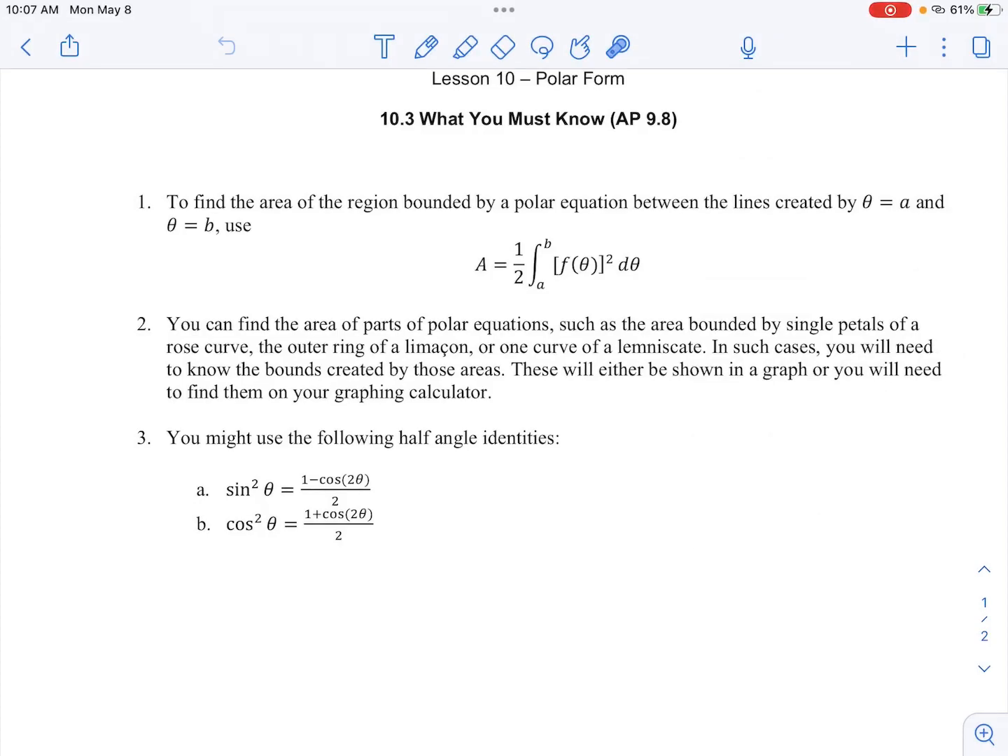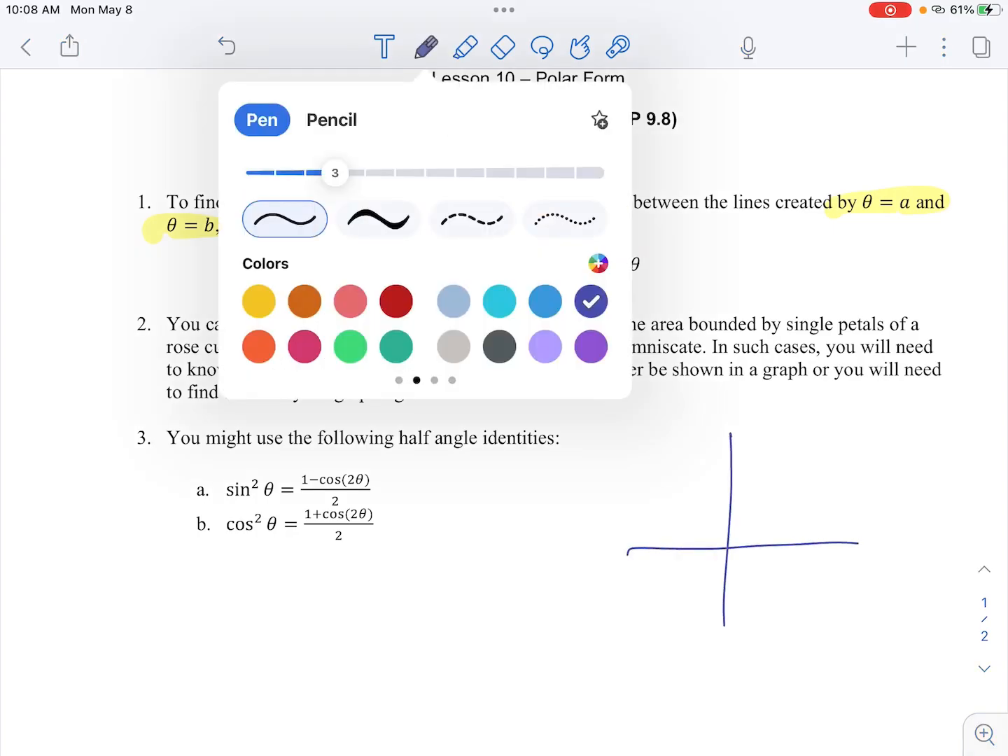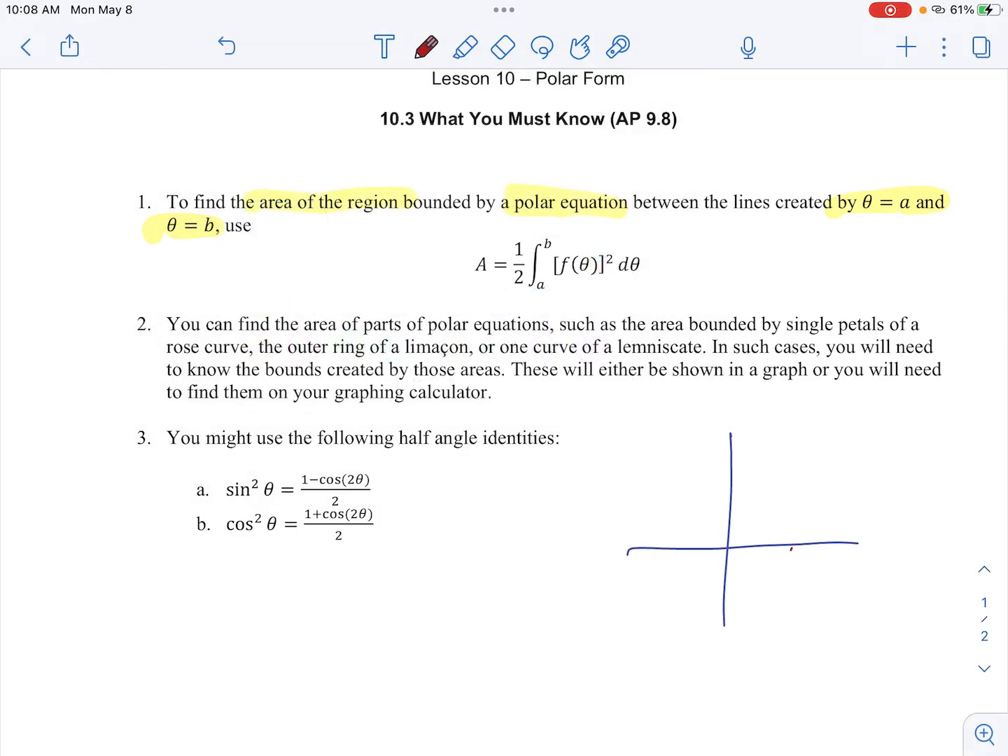Okay, now we're going to look at AP topic 9.8. We're staying in polar form, but now we want to find the area of a region bounded by a polar equation, so a single polar curve, and bounded by two different angles on that polar curve. Just a real quick example, suppose we have a polar curve that does something like this, and we want to find the area of the region from when theta is 0 to pi halves.